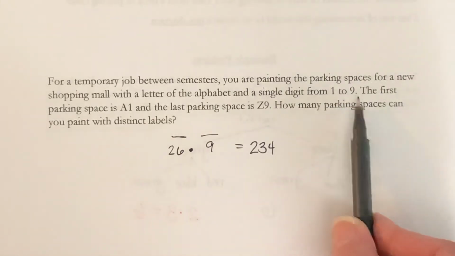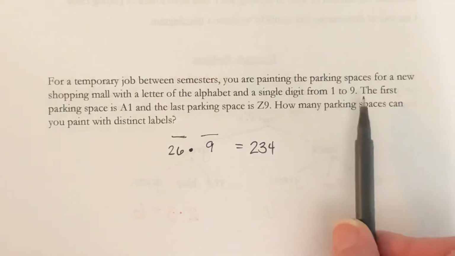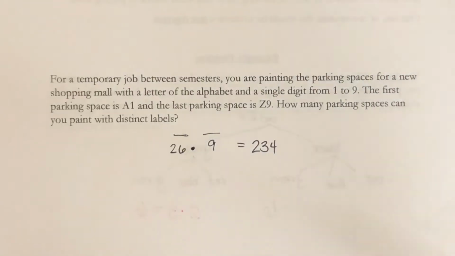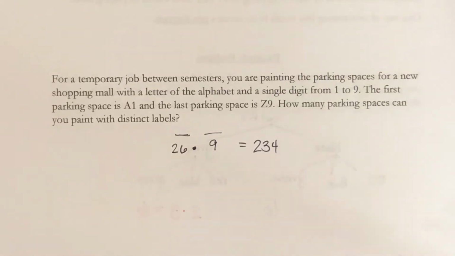One thing I do want to point out is to be careful when you have numbers like this. This says 1 to 9. Occasionally it might say 0 to 9. And if you're not paying attention to that and you consider that as 9 things to choose from instead of 10, it's just a very easy mistake to make. So be aware of that.